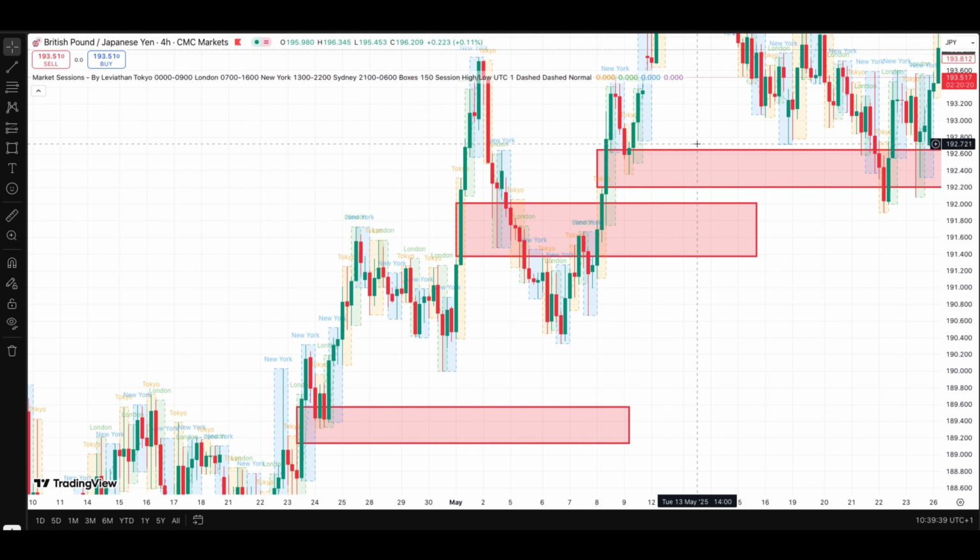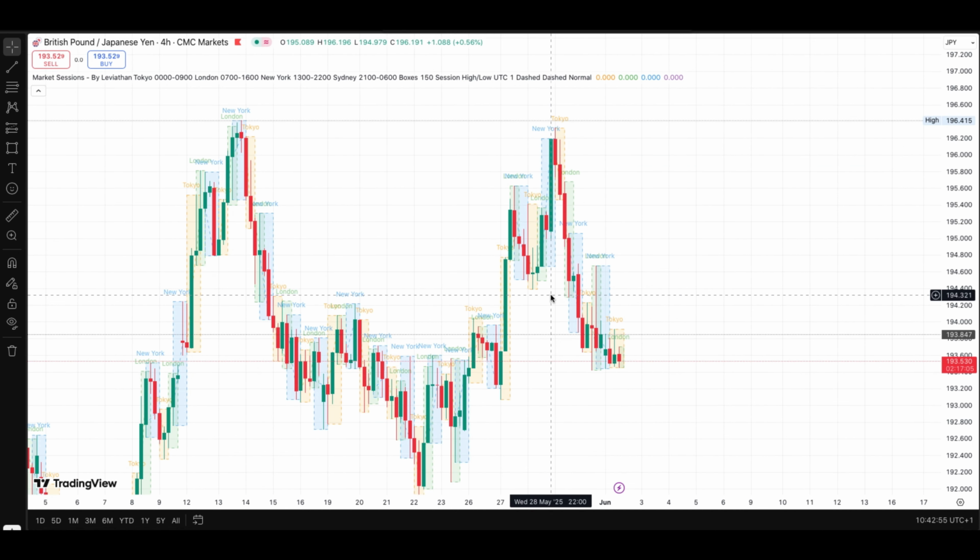All right. So let me show you how the liquidity works with the order blocks. And then trade in the direction of a breakout. All right, that's an order block strategy.